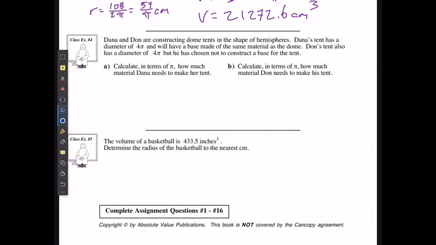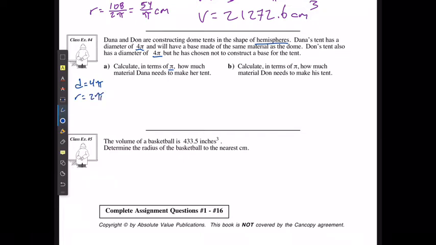Dana and Dawn are constructing dome tents in the shape of hemispheres. Dana's tent has a diameter of 4 pi and will have a base made of the same material as the dome. Dawn's tent also has a diameter of 4 pi, but he has chosen not to construct a base for the tent. So, if we're calculating in terms of pi how much material Dana needs to make her tent, well, if the diameter is equal to 4 pi, then the radius is going to equal half of that, 2 pi.